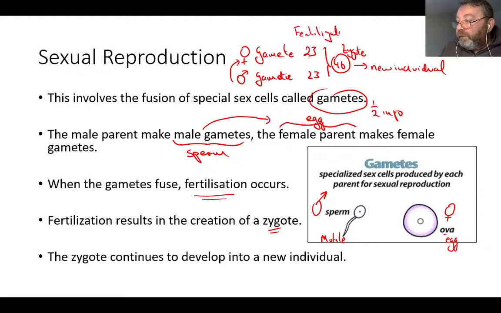So a lot of words gone on there, but you do need to remember them. So 23 male gamete, 23 female gamete, the male moves towards the female, they fuse in fertilization, they re-establish the 46 chromosomes, and that particular fusion results in a zygote that will then continue on to produce a new individual.